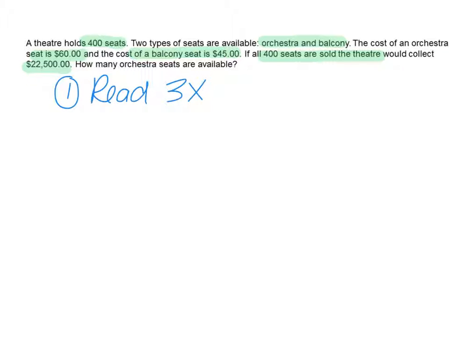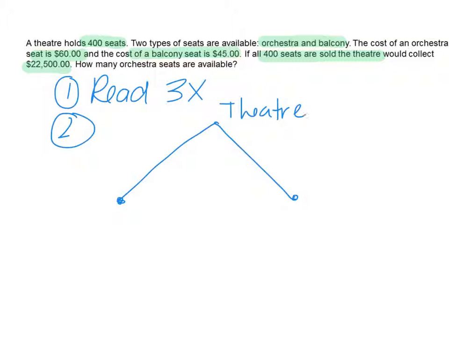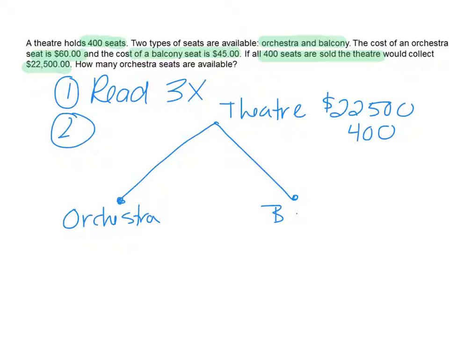Now that we've read it and we understand it, this is the type of question which I find is really good to go through in step number 2, when we're trying to introduce the variables, and that is to draw a diagram. In this case, we have the theater, and we know for the theater in total, if we sell all the seats, it's $22,500, and it has 400 seats for a total. Now that theater is made up of 2 types of seats. It's made up of the orchestra, and it's made up of the balcony.